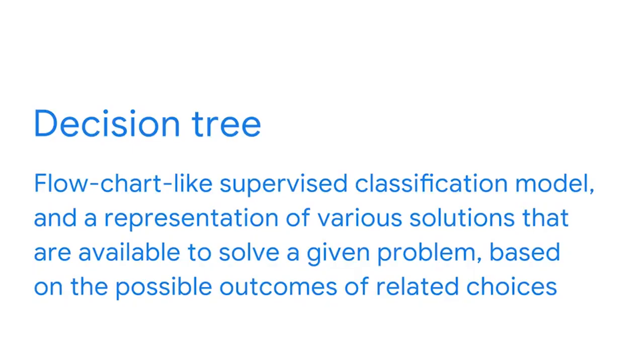In the world of supervised learning, there are tons of techniques that can help you make predictions. One popular tool for classification and prediction is the decision tree. It serves as a foundation for some of the most effective models used in industry today. A decision tree is a flowchart-like supervised classification model and a representation of various solutions that are available to solve a given problem, based on the possible outcomes of related choices.